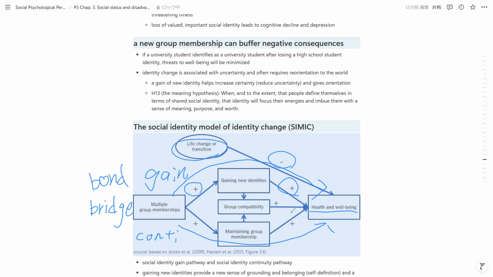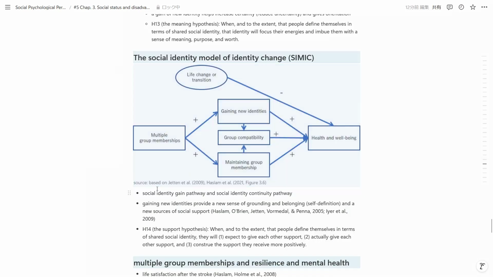And then the lower path is called the social identity continuity pathway. If you have multiple group memberships before the transition, then you are more likely to maintain such group memberships. And by having multiple group memberships, that would help you to stay healthy and have high well-being. Okay. For the social identity gain pathway, gaining new identities provides a new sense of grounding and belonging, or self-definition, and a new source of social support. This is basically why the social identity gain pathway can help you to stay healthy and have higher well-being.